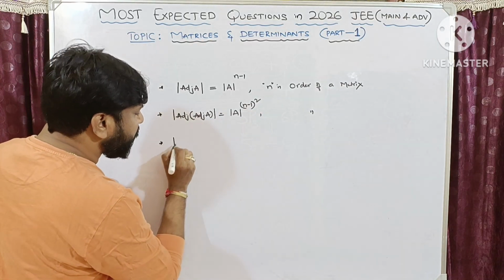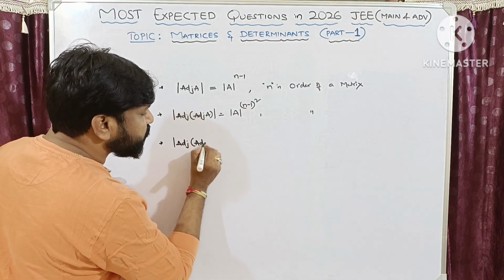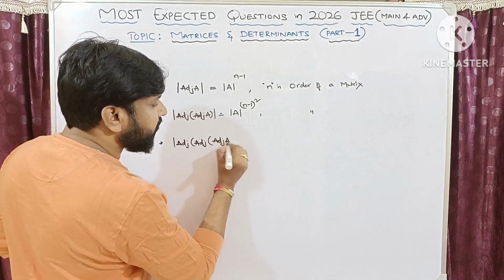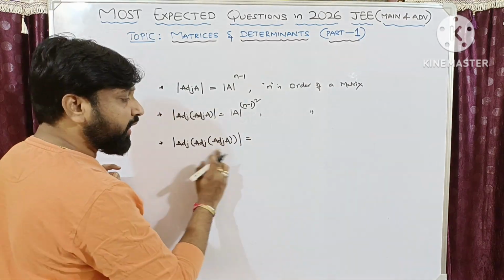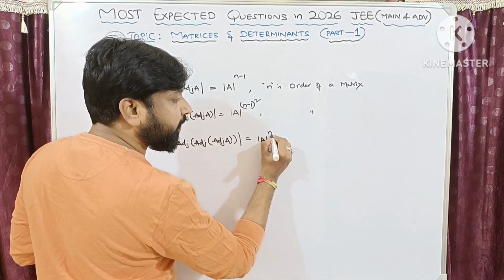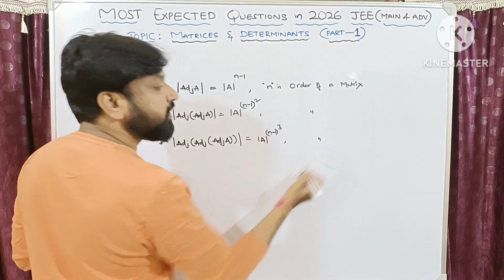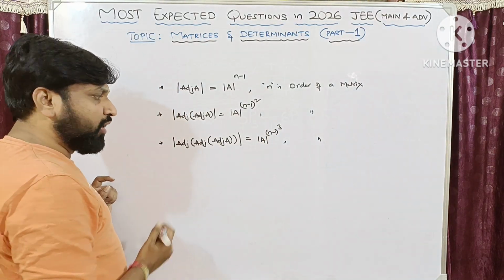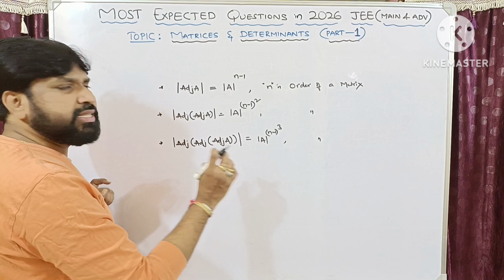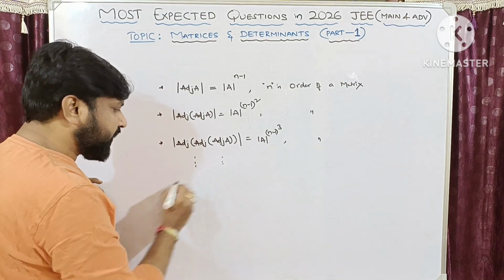So that's what we can write for determinant of adjoint, adjoint, adjoint A. Here there are 3 adjoints. So then you can create the formula det A power n minus 1 whole cube. Same, n is the order of the matrix, right? This is the very easiest formation. You can extend it to anything else in the question.